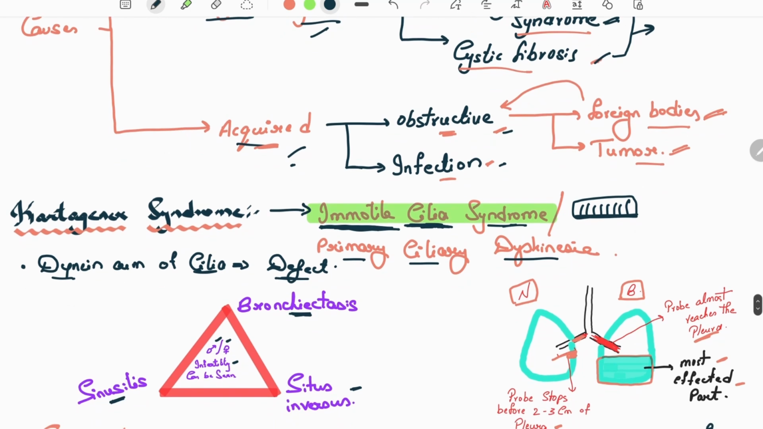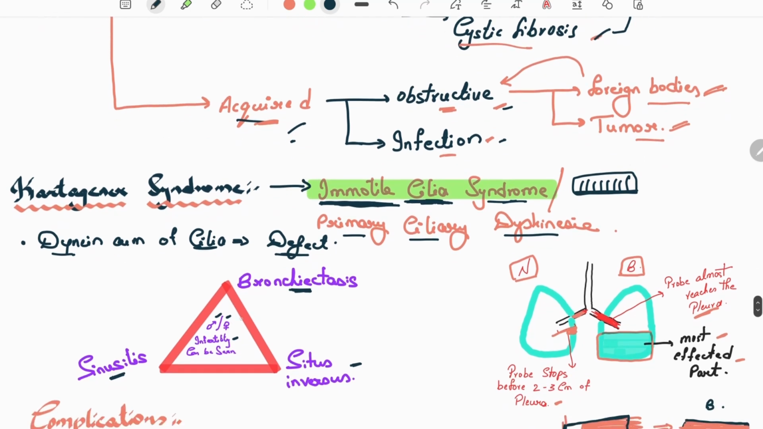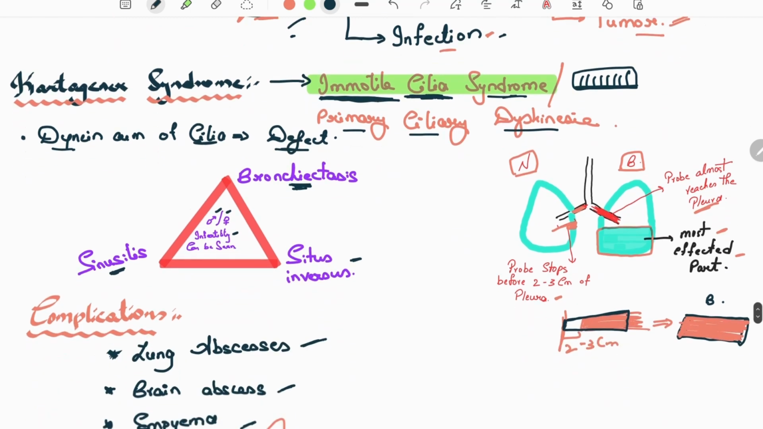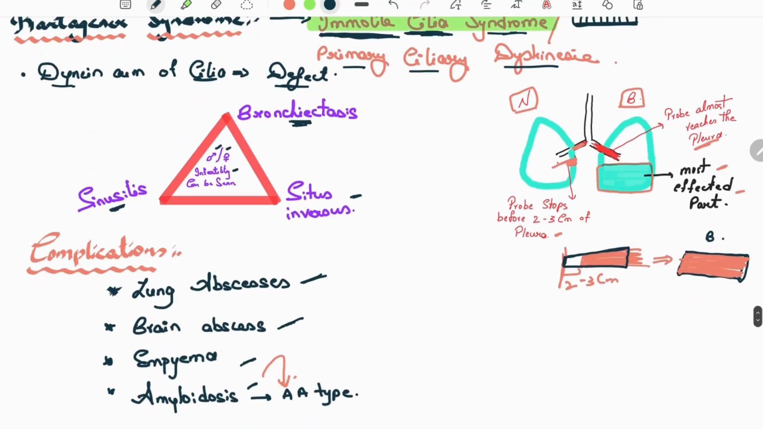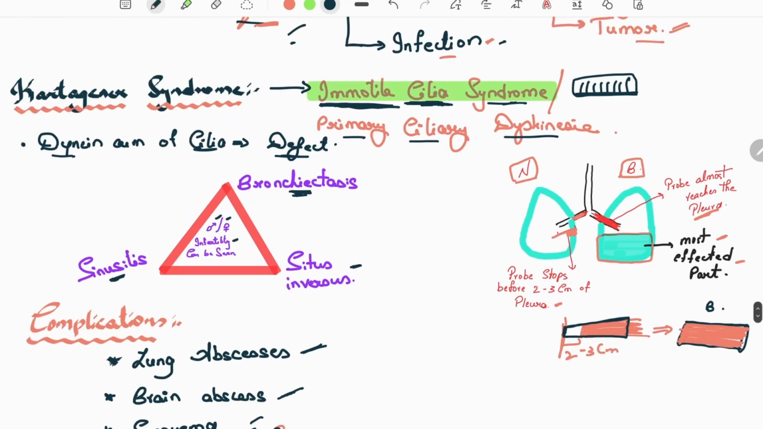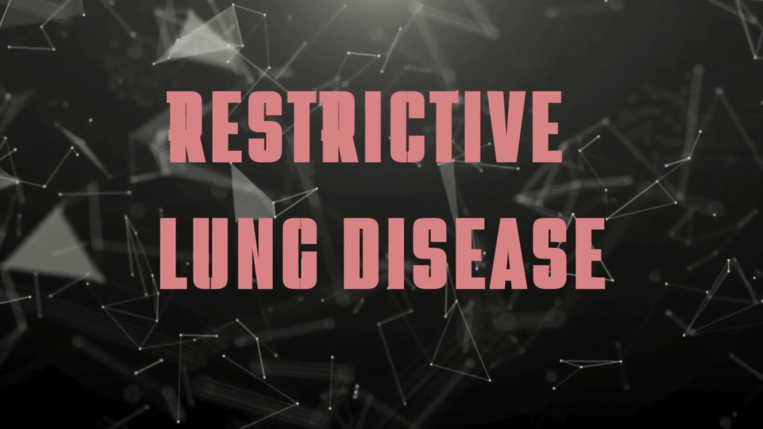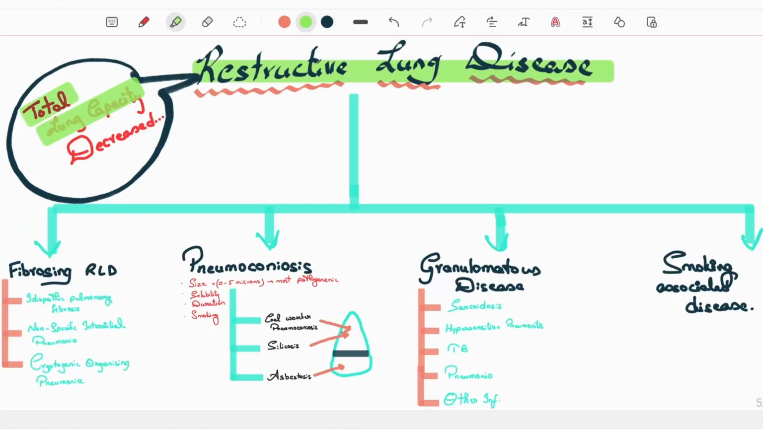So there is no movement in the cilia, and the triad we can see is bronchiectasis, sinusitis and situs inversus. The complications are lung abscess, brain abscess, emphysema and amyloidosis. Okay, and the probe test gives the difference between the normal probe and the bronchiectasis patient.